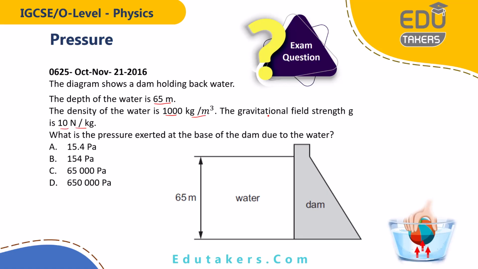So when we have to solve this, see the data here. The depth is given, which is 65 meters. The density is also given, which is 1000 kg per meter cube. The gravitational field strength is represented by g. Its value is given as 10 Newton per kilogram. You actually have to calculate the pressure. You know the formula that pressure is the product of density, gravitational field strength and the depth. Just put the values here, you get the value of the pressure. So let's see the answer and explanation.